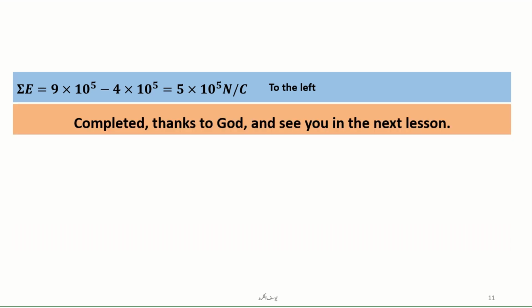Summation E equals 9 × 10^5 minus 4 × 10^5. The result is 5 × 10^5 Newton per coulomb to the left. Completed. Thanks to God, and see you in the next lesson.